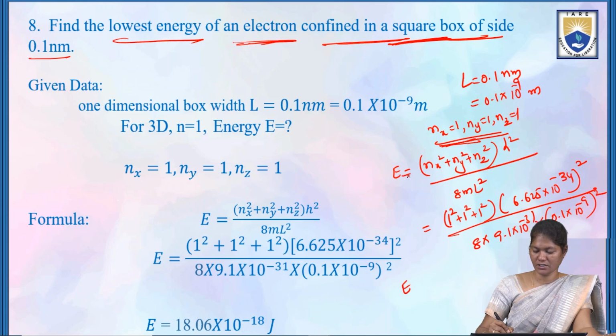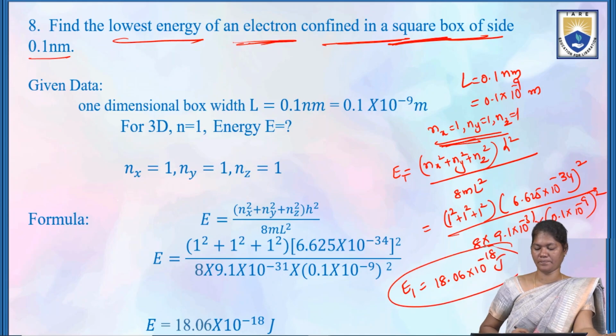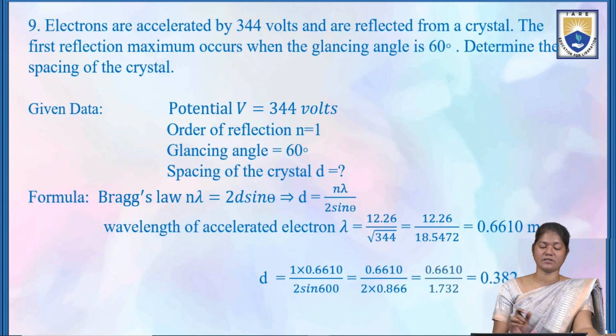So E1, that is lowest energy. E1 is equal to, lowest energy means ground state energy, E1 is equal to 18.06 into 10 power minus 18 joule. This is the lowest energy of the electron which is confined in the square box of 0.1 nanometer.